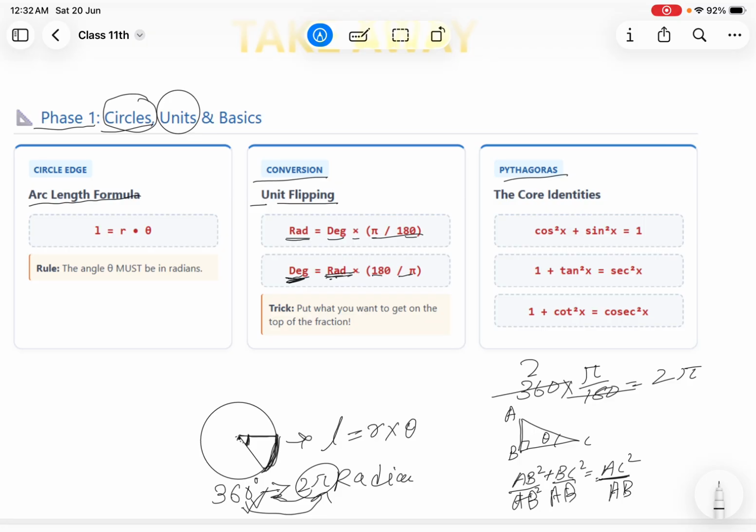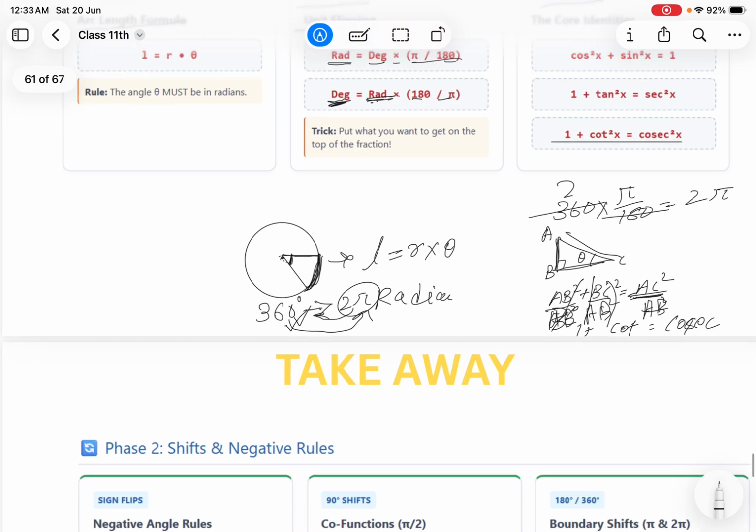AB square is cancelled. This is 1 plus BC square by AB square, and BC by AB is cot, equal to AC square by AB square. AC by AB is cosec. So you see, we got 1 plus cot square x equals cosec square x. If you divide this with BC square, you will get another identity.